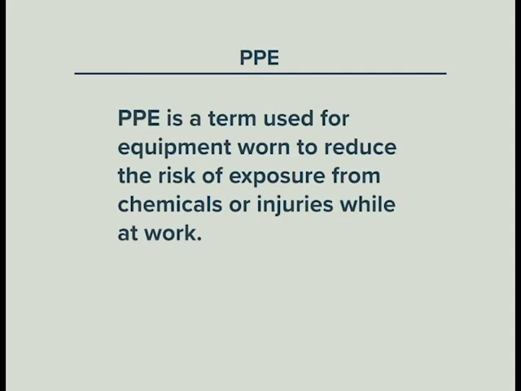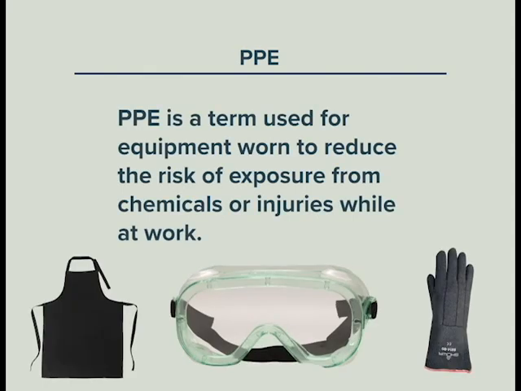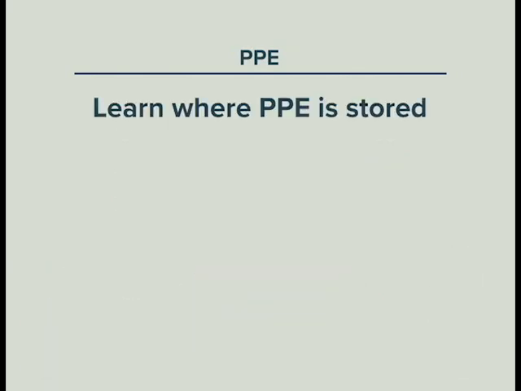Next, we will be learning about personal protective equipment, or PPE. PPE is a term used for equipment worn to reduce the risk of exposure from chemicals or injuries while at work. Hazard assessments have been done to determine what equipment and chemicals require PPE. You will soon review the hazard assessments for your dining operation. Learn where the PPE is stored and become familiar with all the tasks that involve PPE.